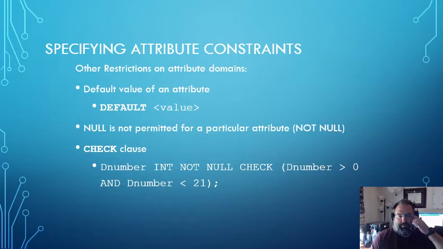Specifying attribute constraints. Other restrictions are attribute domains. Sometimes you specify a default value so that if a value is not supplied, then it is utilized. Null is not permitted for a particular attribute, so you can say it's not null. Or check, which basically determines if something is within a specified range. So in this case, is it greater than 0 and less than 21?